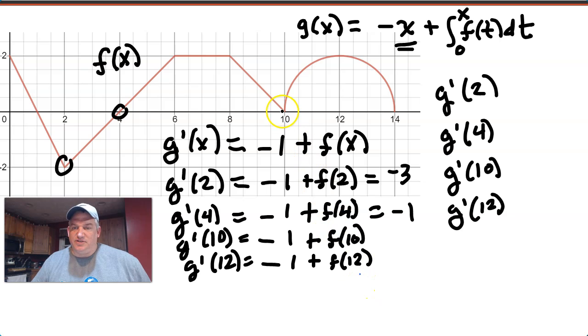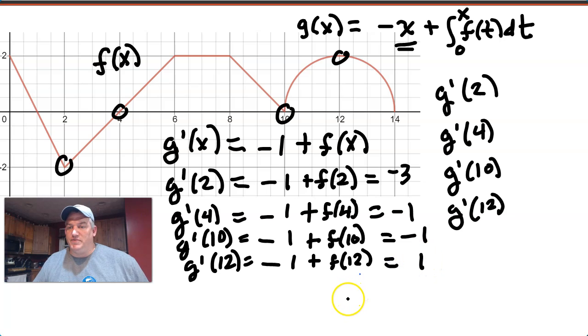Well, f of 10 is also pretty easy. That's a 0. And f of 12, it ends up being 2. So here we have negative 1 plus 0, which is negative 1. We also have negative 1 plus 2, which is going to equal 1. So there are my 4 derivative values.